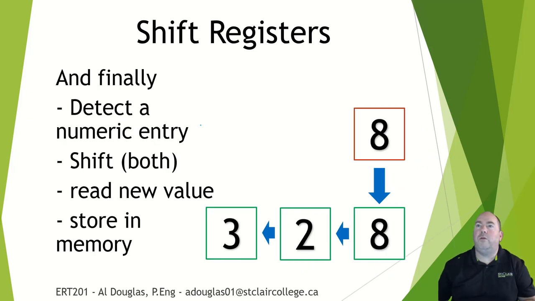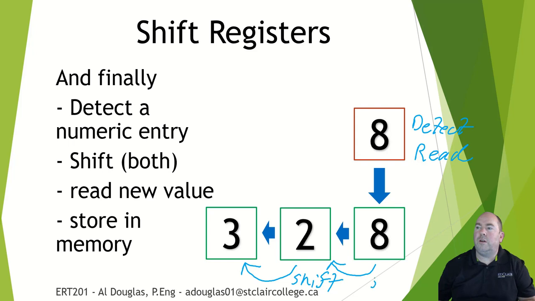When we do the next one, it's the same thing. We're going to detect and read. This time we're going to do 2 shifts. We're going to shift over here. We're going to shift over here. And then we're going to store into this location.